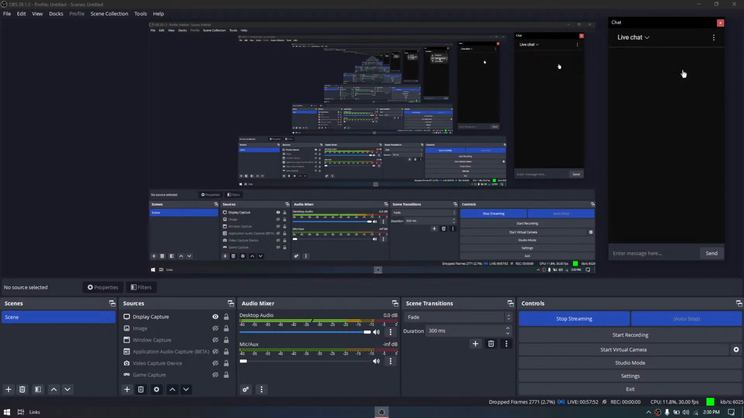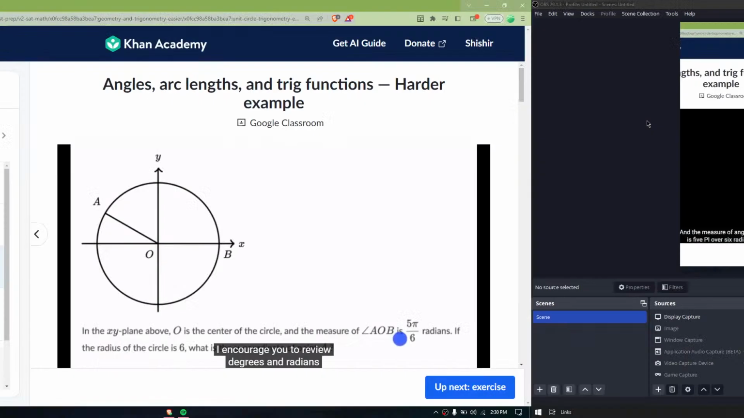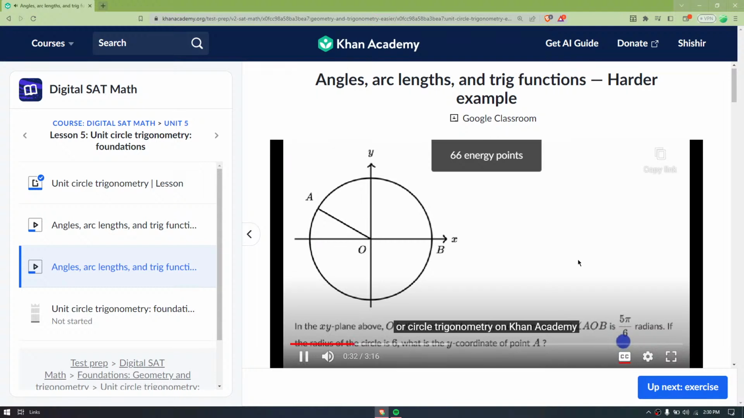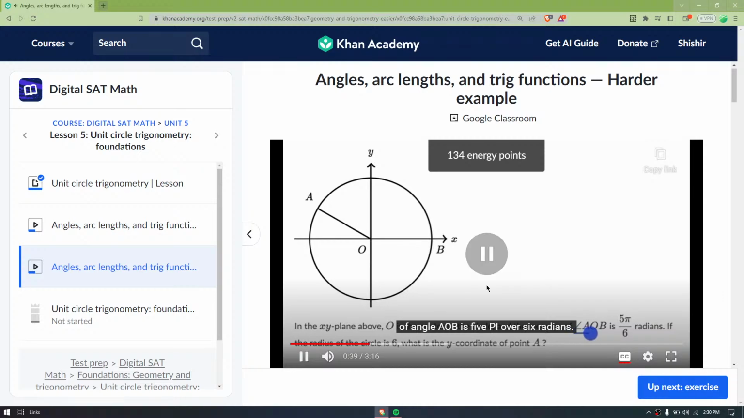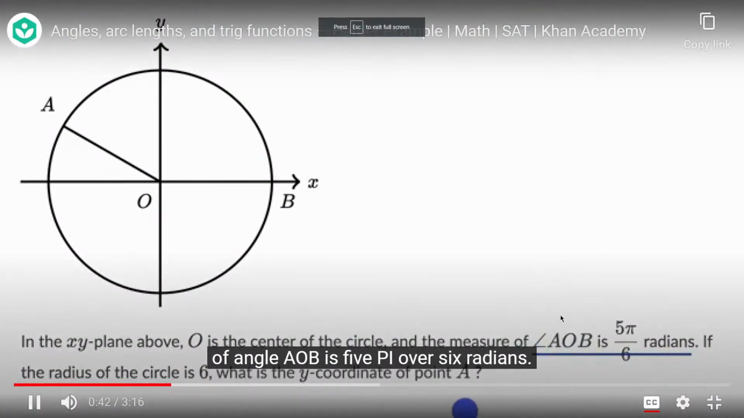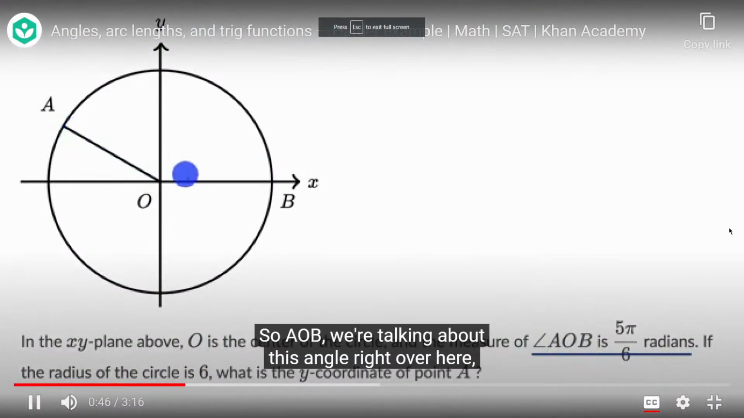All right, now let's work through this. And if all of this seems really unfamiliar, I encourage you to review degrees and radians or circle trigonometry on Khan Academy. But I'll assume you have some familiarity with it. So first of all, they're telling us that the measure of angle AOB is 5 pi over 6 radians. So AOB, we're talking about this angle right over.